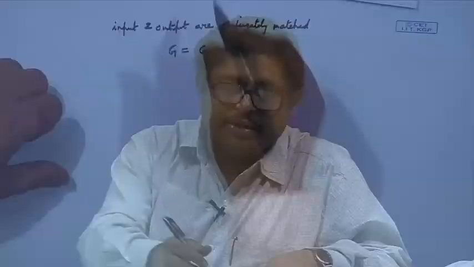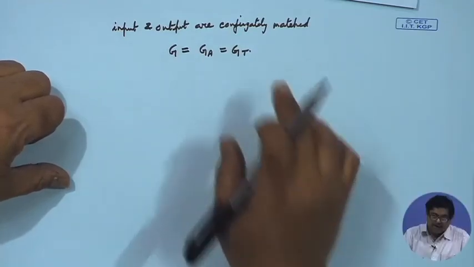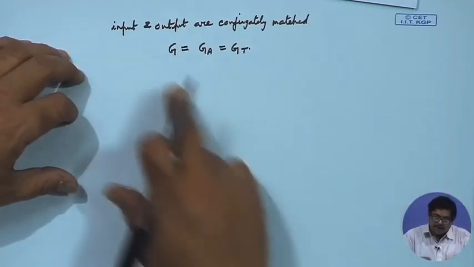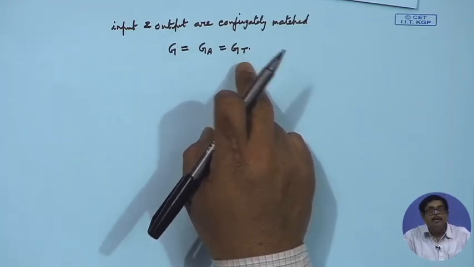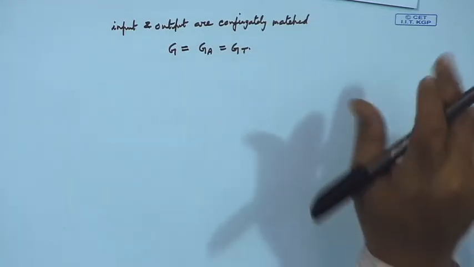Now, these power gains are in general different, but under conjugate matching I know that this will be maximized, and that is called maximum power, and at that time if we look at GT, that is the actual GT that you can get from a particular transistor power amplifier.